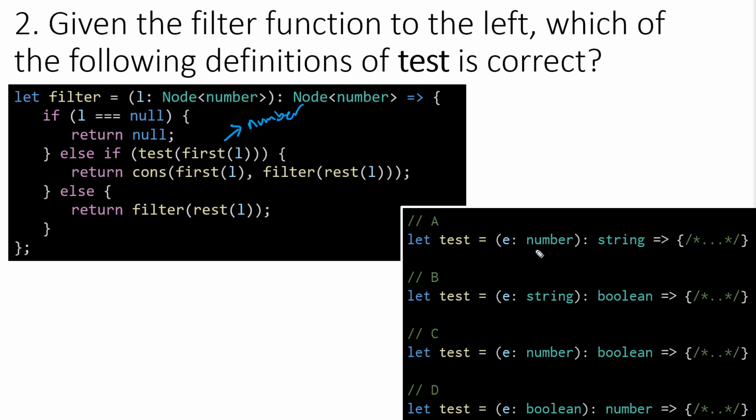So I'm going to change colors here and go through which of these test functions has a number parameter. It looks like the A definition does, the B does not, so that doesn't work out. The C does, and the D implementation does not. So we can narrow down what might be valid here by looking at, okay, when we call this function test in this example code, first of L is always going to be a number, so it's got to be either A or C in terms of this definition.